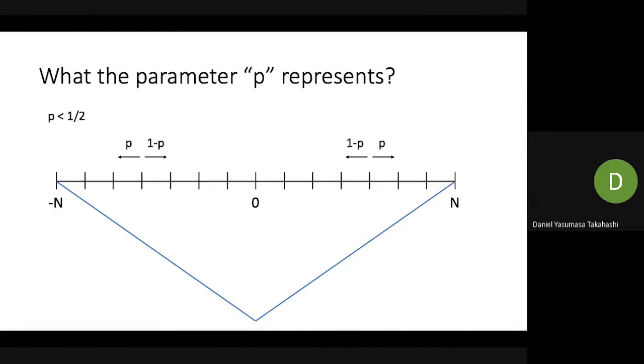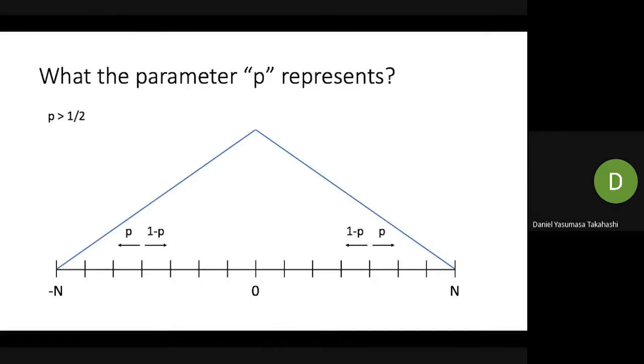So essentially you can imagine that there is this kind of potential, or cost function, or whatever you want to call it, where there is a tendency to go to zero. So it's much easier to go to zero than to hit n or minus n. Right? And now when the parameter p is larger than half, it's exactly the opposite. So it's much easier to hit minus n and n than to hit zero.